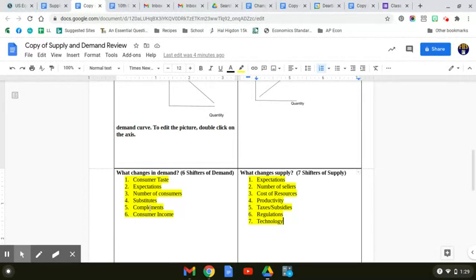Next, you have complements. So those are 2 items that are almost always going to be purchased together. So as the price of whipped cream goes up, the demand for pie is going to decrease, okay? Because you're not going to buy as much whipped cream, so you're not going to need as much pie. And then lastly is consumer income. So as consumer income falls, demand is going to fall. As consumer income goes up, demand is going to increase.